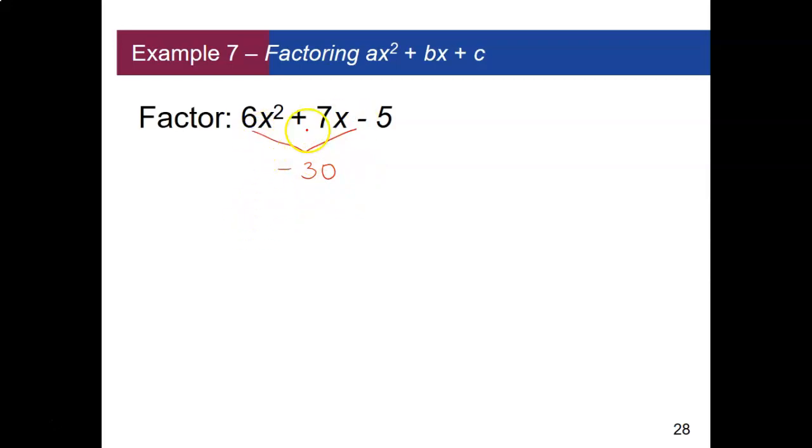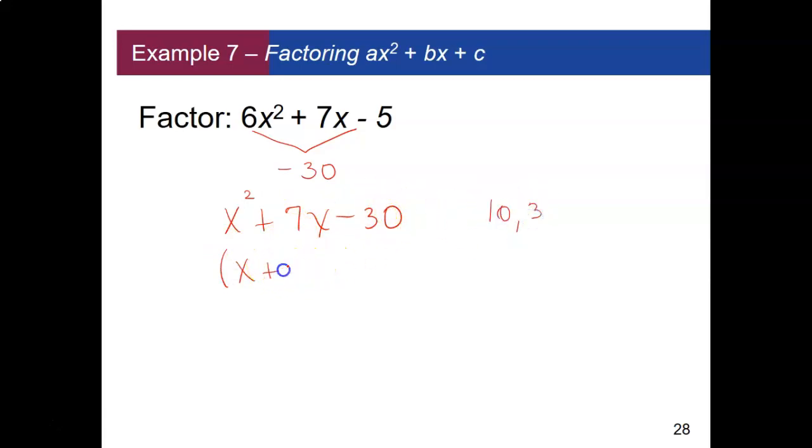I'm going to rewrite this. When I rewrite it, I'll leave off the 6. So I'm going to have x squared plus 7x. And then I'm going to put the last term as -30. Okay, so now I need to think of the things that multiply to give me -30 and subtract to give me 7. So that's going to be 10 and 3.